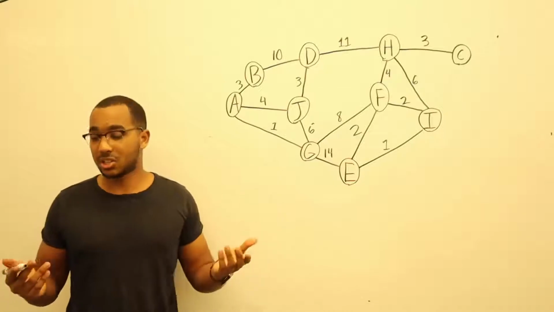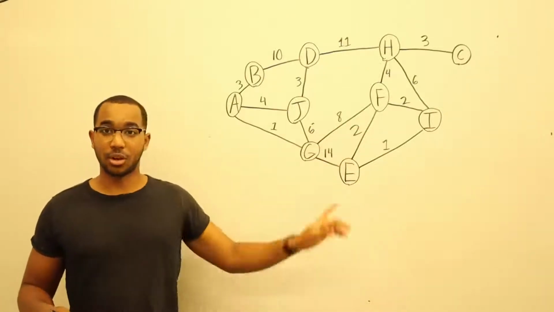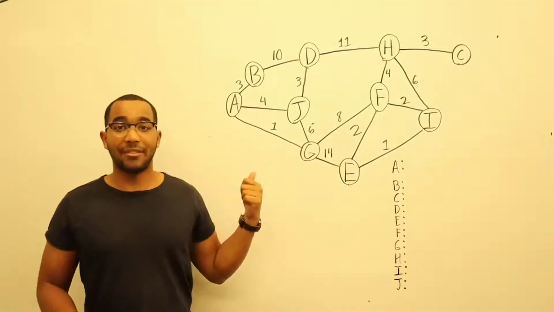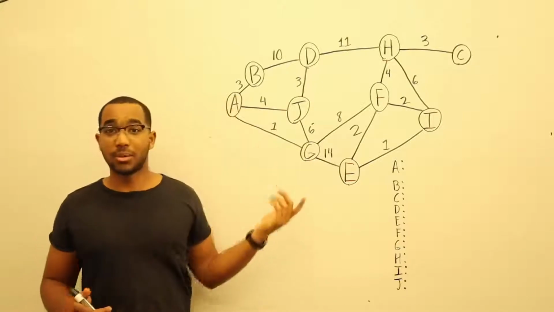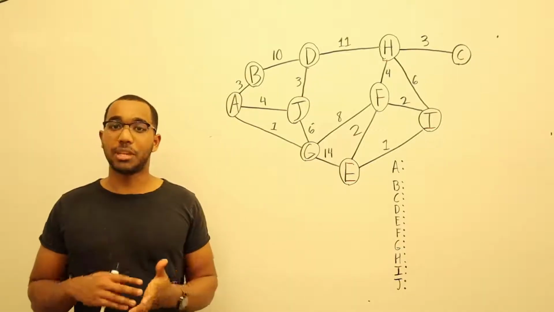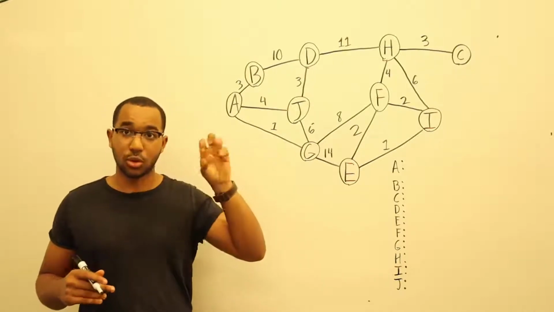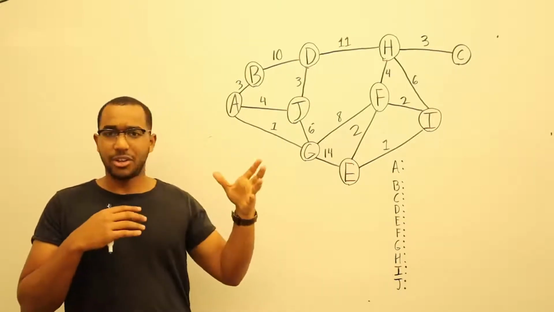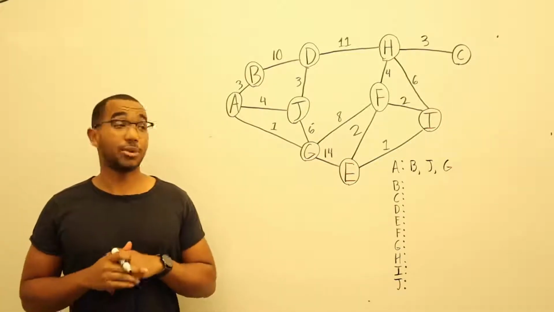Let's create an adjacency list. We're going to represent each node over here, so let me draw those. Right here we have an adjacency list, and we're going to see what it would look like. A is connected to B, J, and G. So let's write that right here. This would be stored on the object. You'd say whatever node.adjacents, and you'd get this list back. So A is connected to B, J, and G.